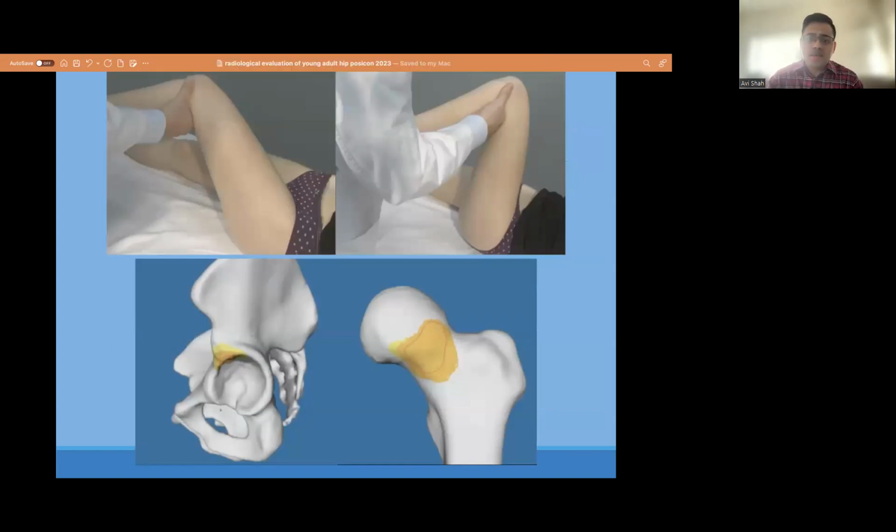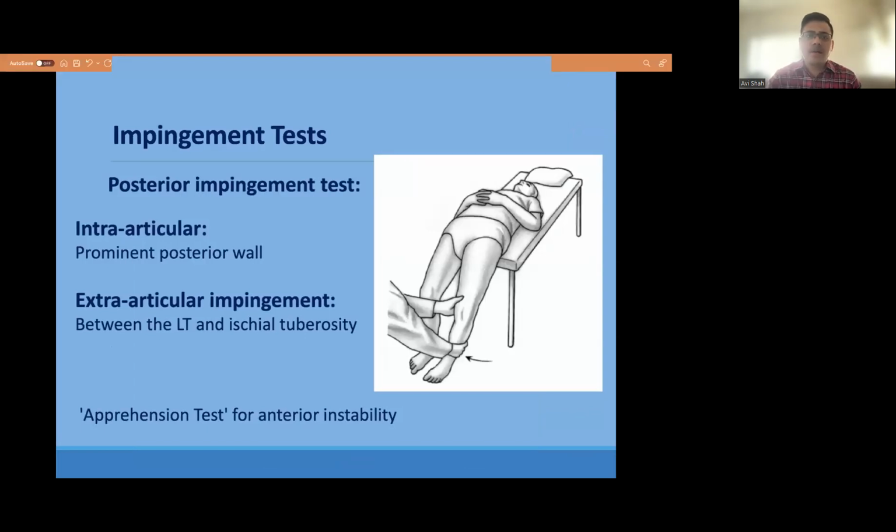So you can see in a 3D reconstruction that when you flex, adduct, and internal rotate, you can see the cam lesion is hitting the anterior part of the acetabulum and the labrum and irritating it, which causes the pain in our patient. The second impingement test is the posterior impingement test.